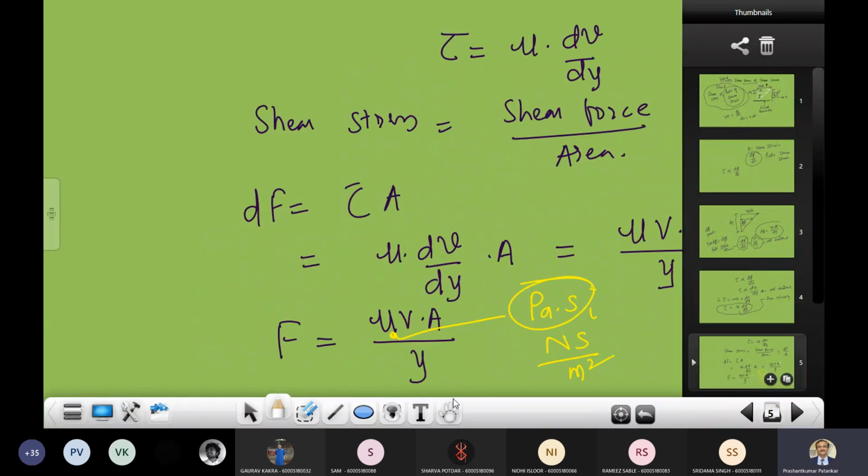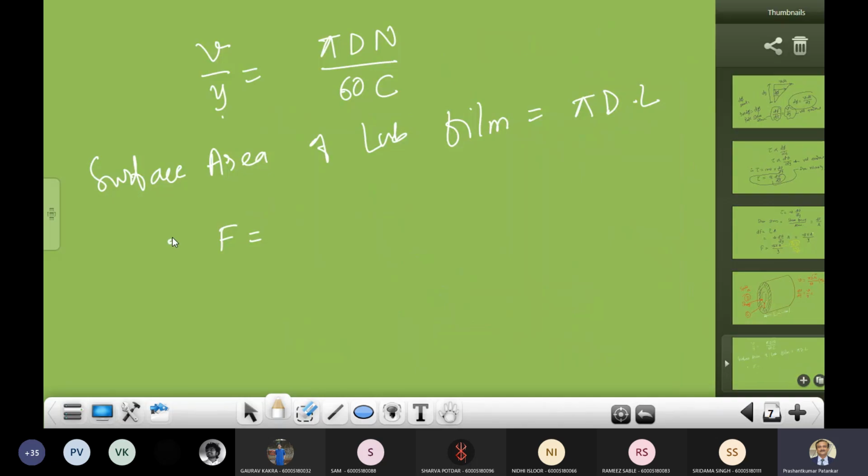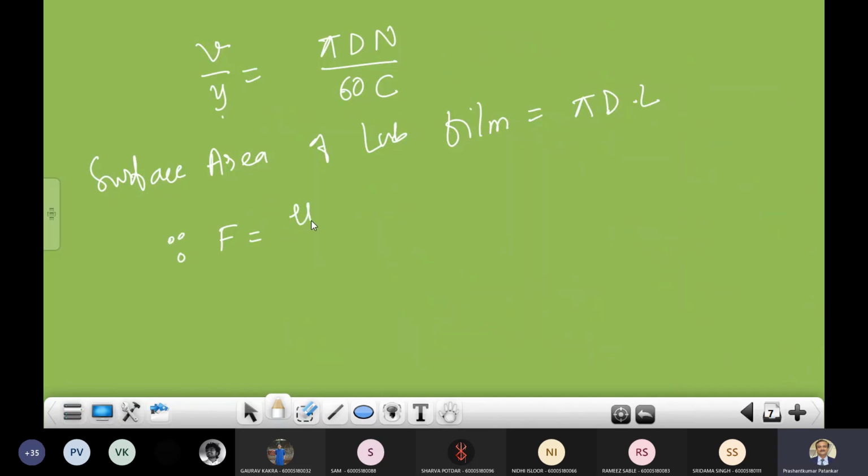F is equal to mu times V times A by Y or C. Okay, so since F is equal to mu times V times A, which is equal to mu into pi dn upon 60. Area, how much it is? It is pi dl. In place of y, what we decided to write? We decided to write that capital C, right?